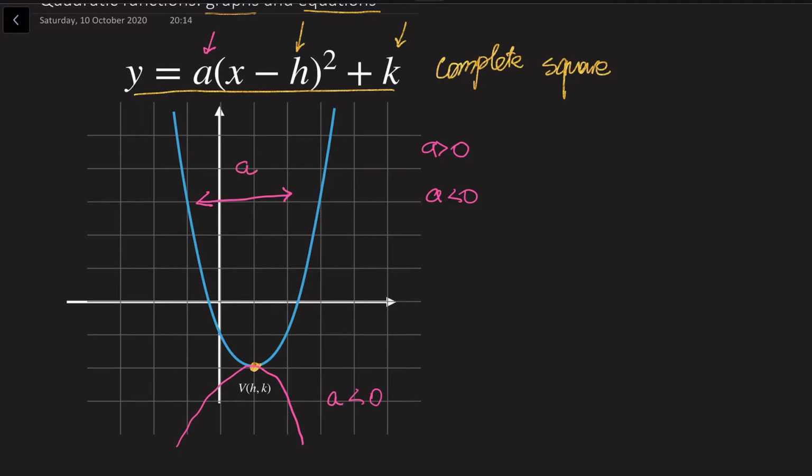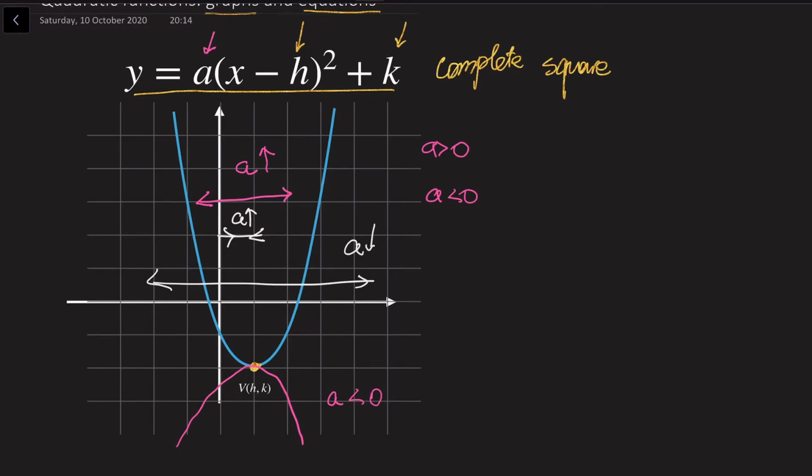But at the same time, we can control the broadness of this parabola by controlling the value of the a. So as we increase this value of the a, this graph is going to be shrunk. So it's going to be shrunk as we increase the a. If the a is smaller, then it's going to be broader.